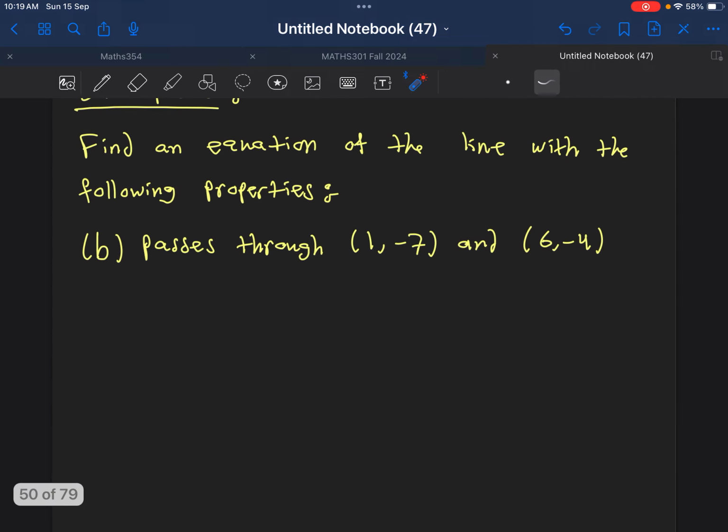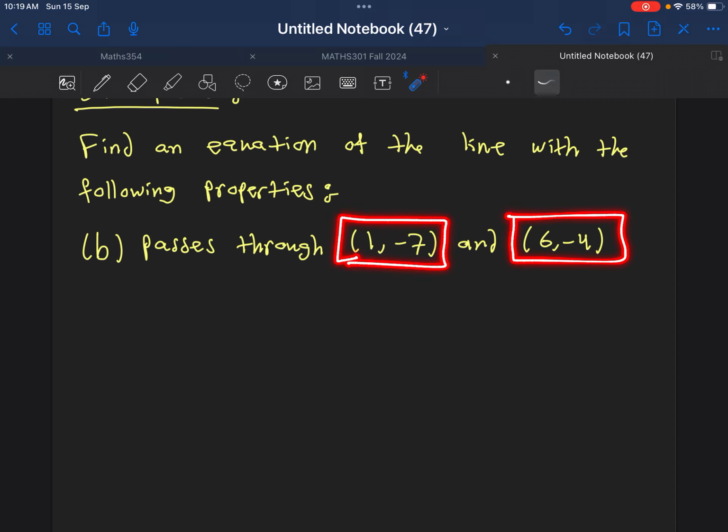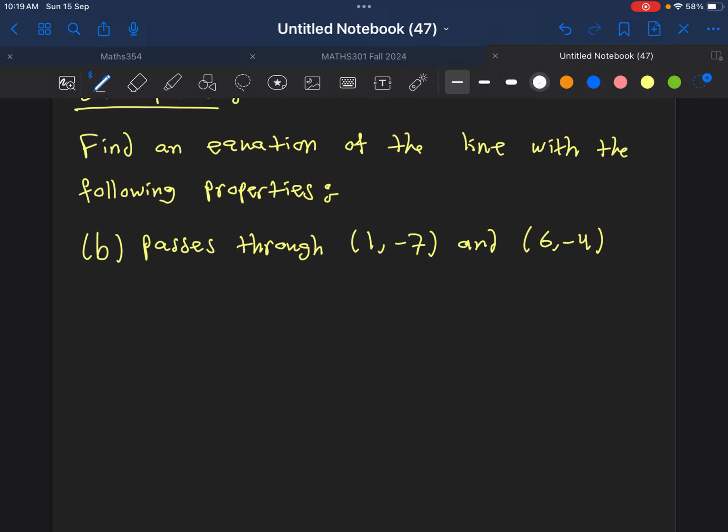Next example, I need to find the equation of a line passing through this point and another point. So in this example, I'm missing the slope. As a solution, I have 1 point, that's fine. I can say this is x1, this is y1.